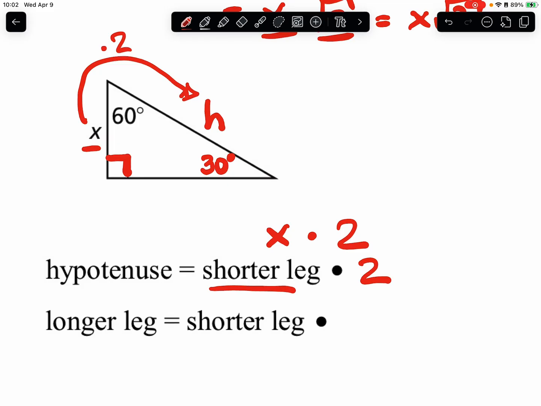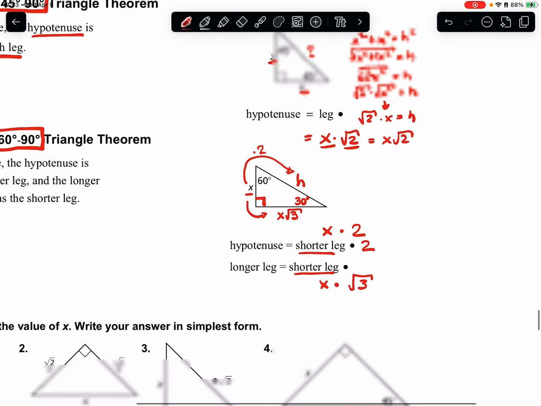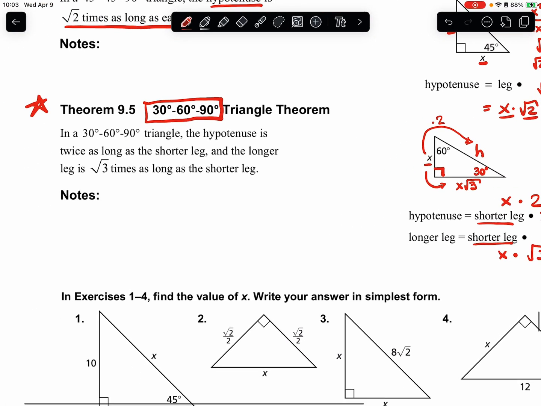The longer leg, I take the shorter leg, x, and I multiply by radical 3. So to get to the long leg, I go x times radical 3. Again, I don't need to put the dot. I can just write x radical 3, and that means multiplication. All right. Get comfortable with leaving answers in radicals and obviously simplified radicals. So that's what that little paragraph there says.